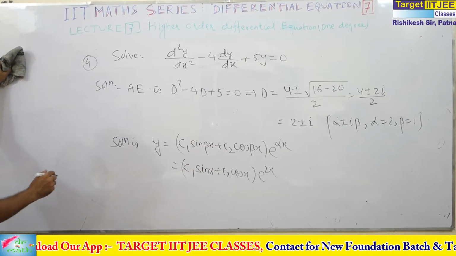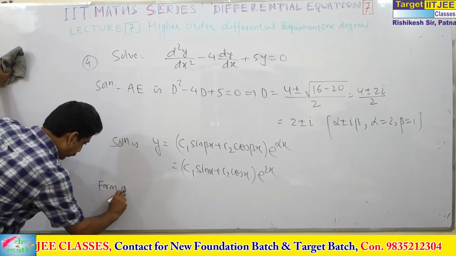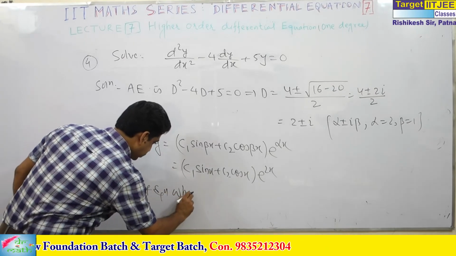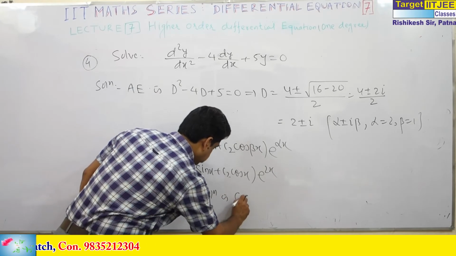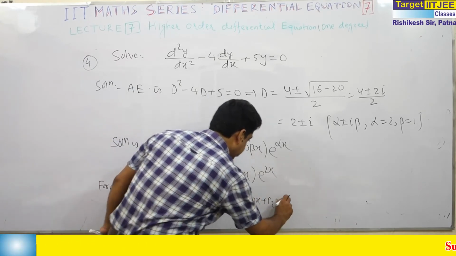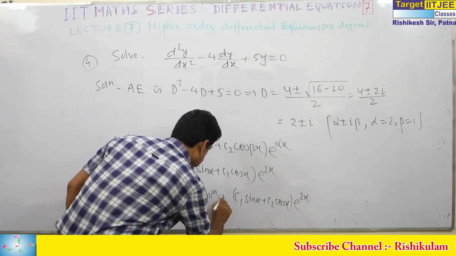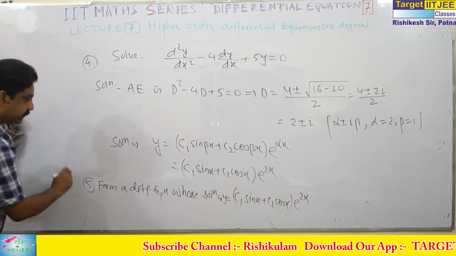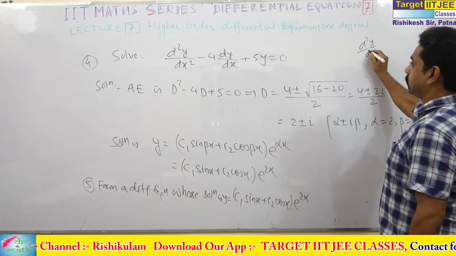Let's take this question. Suppose this is the question: form a differential equation whose solution is y is equal to C1 sin x plus C2 cos x, into e to the power 2x. Suppose this is question number 5. What will be the answer? Let me write the answer.